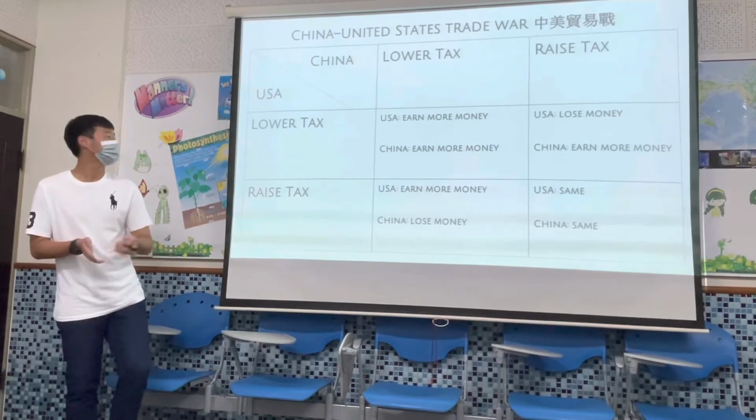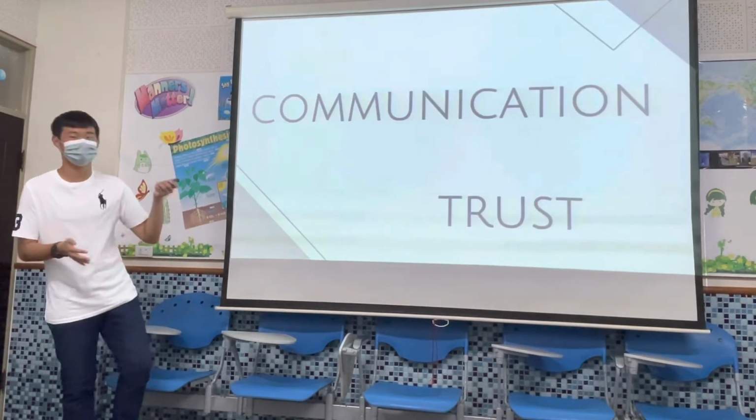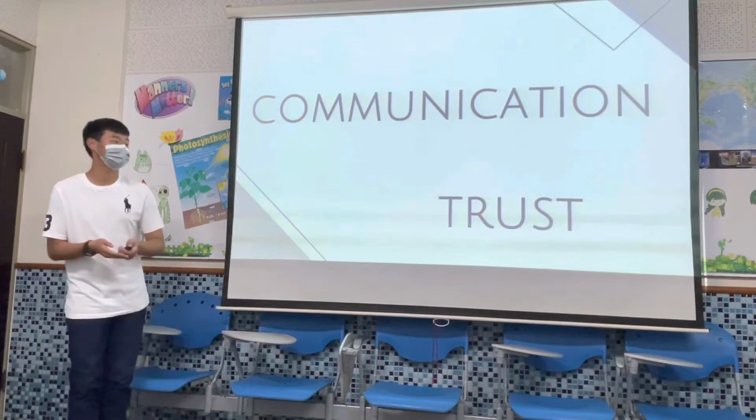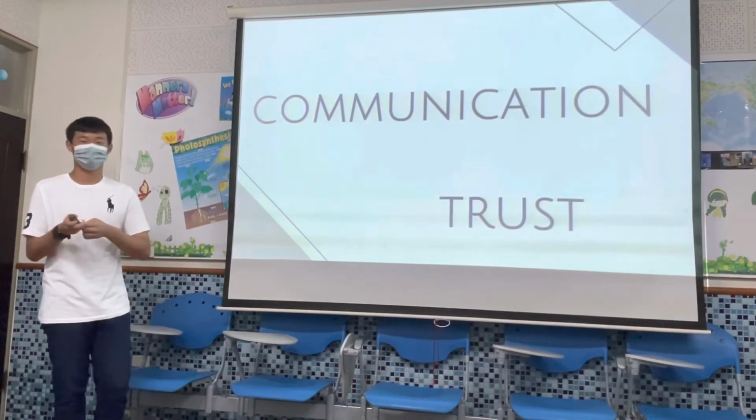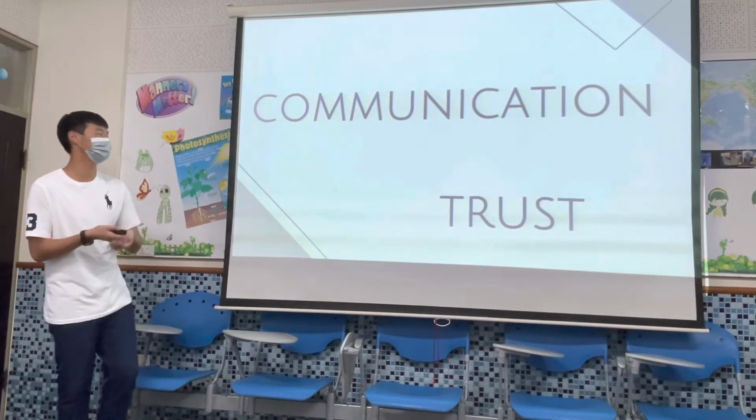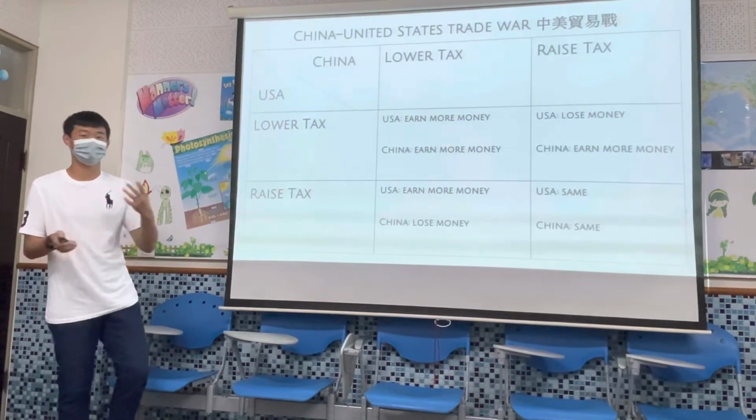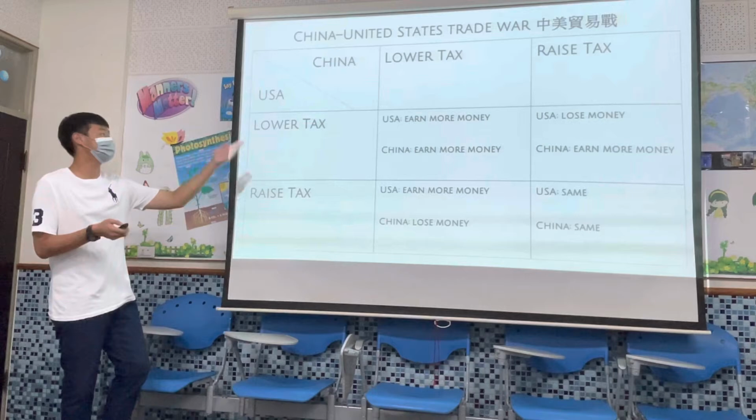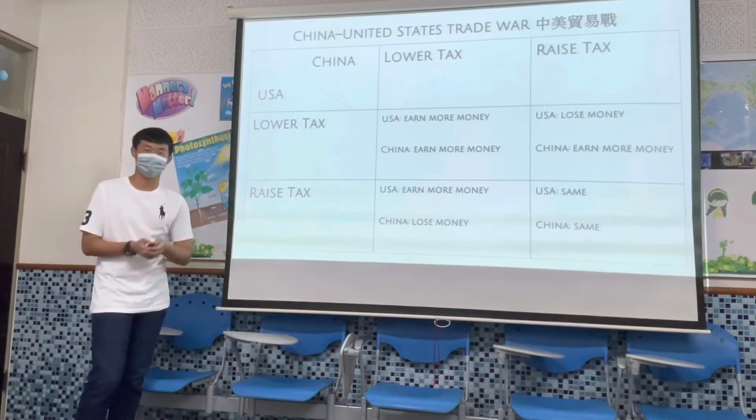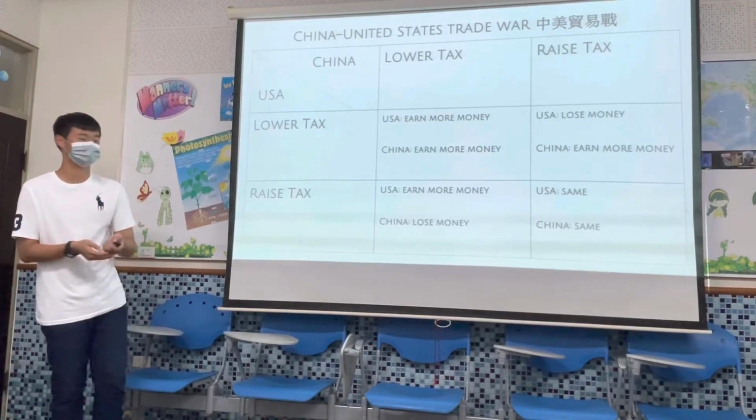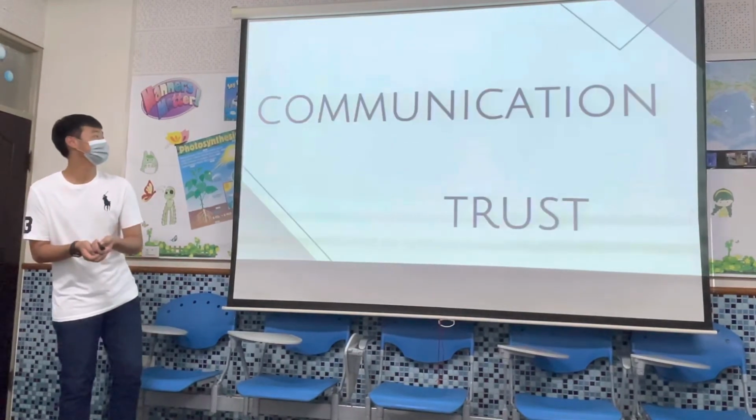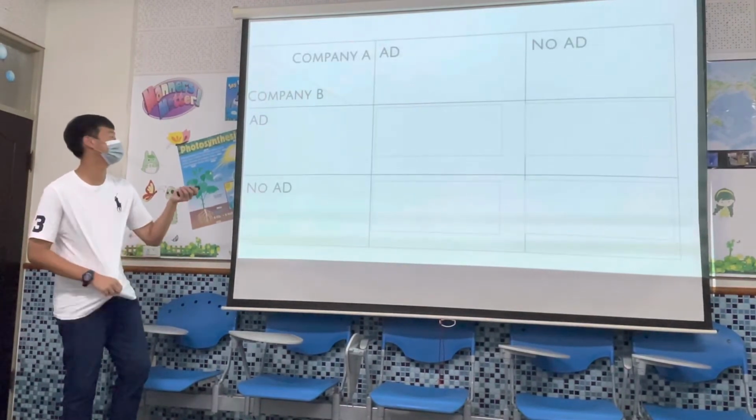But however, if there are communication and trust between them, which means there is some negotiation or maybe some cooperation, they may go into a situation where they would both lower their tax so that they can both get more money. Okay, then it is a second example.